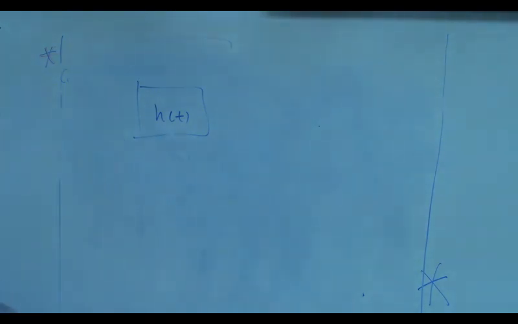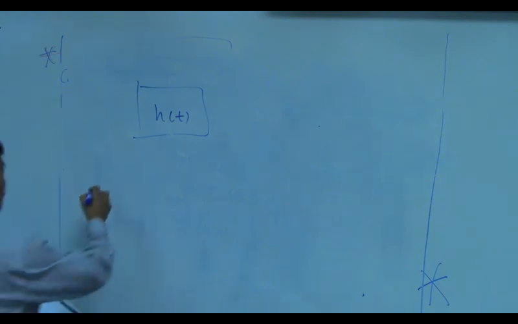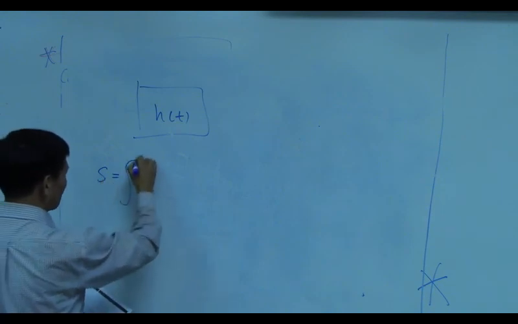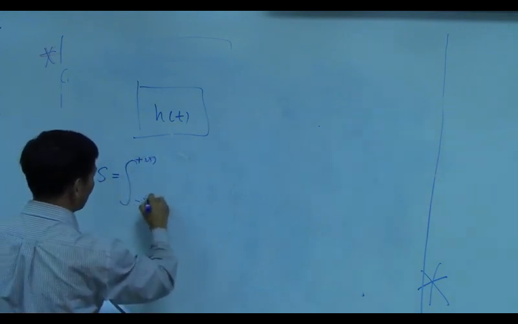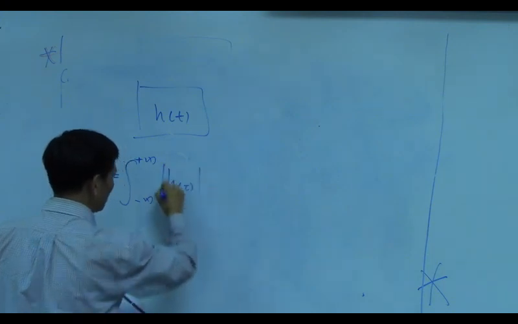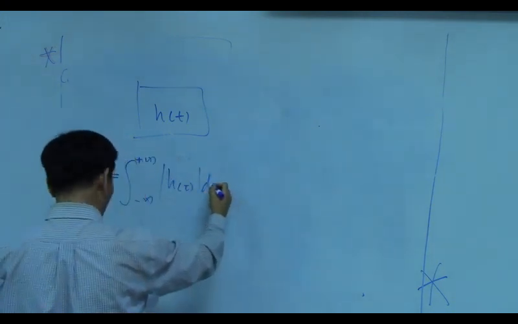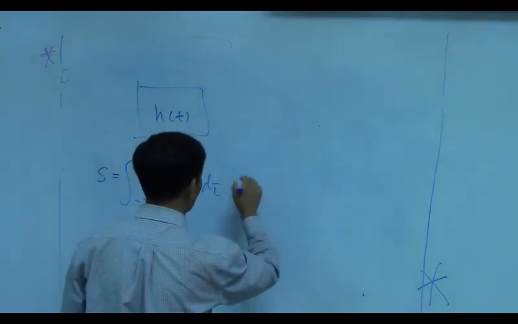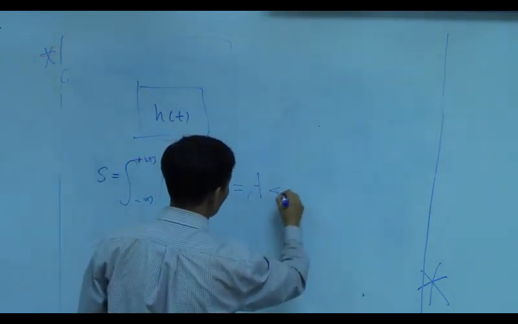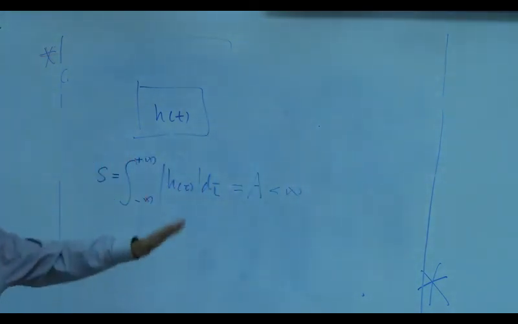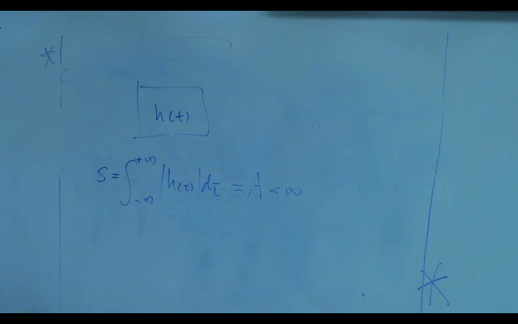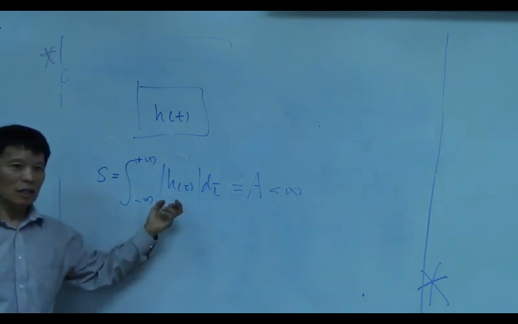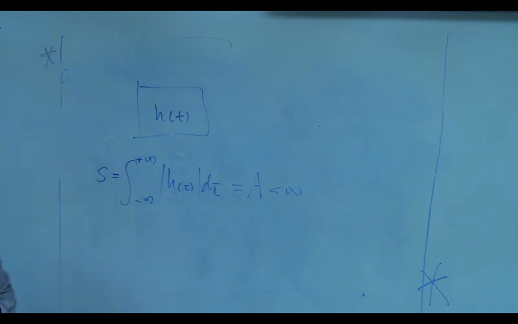Right? If the system is stable, that means the integration of your absolute value of h(tau) d tau must be bounded, must be equal to some constant A. This A cannot be equal to infinity, must be smaller than infinity. So this system is called a stable system.